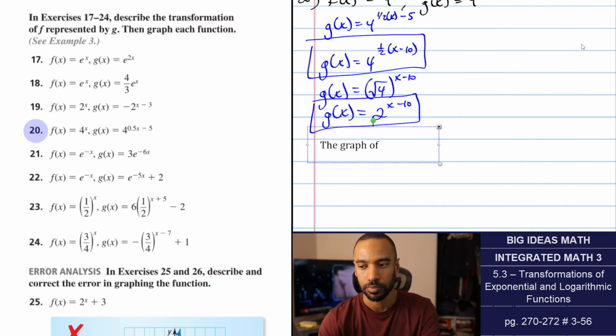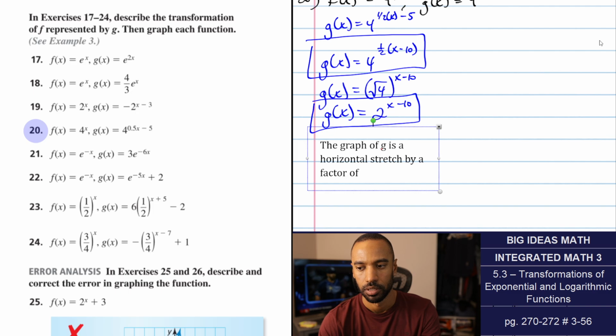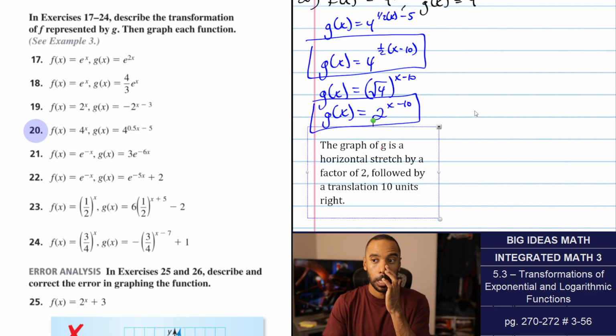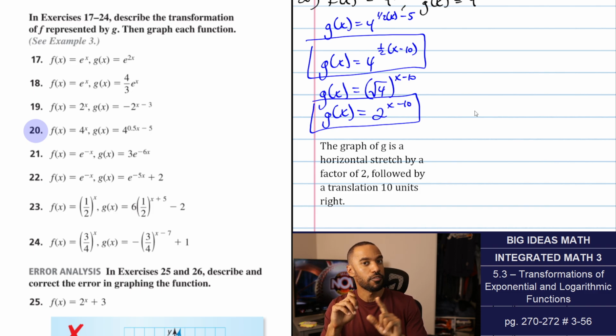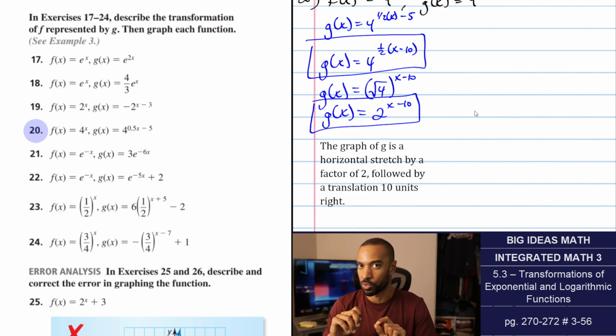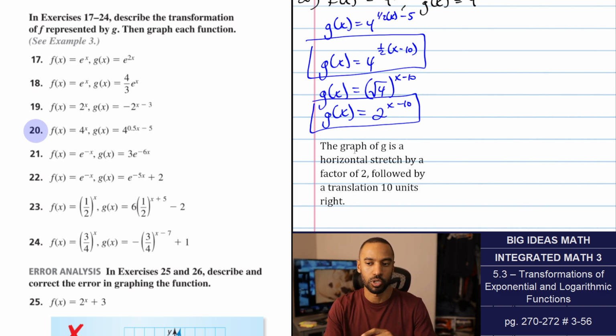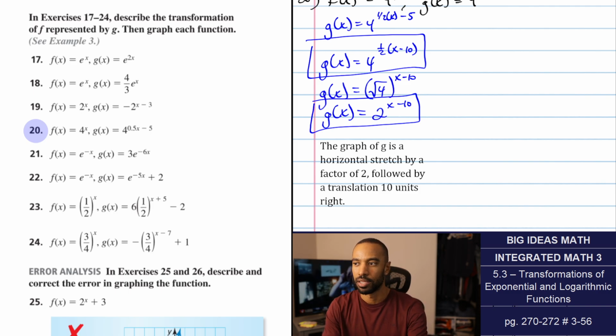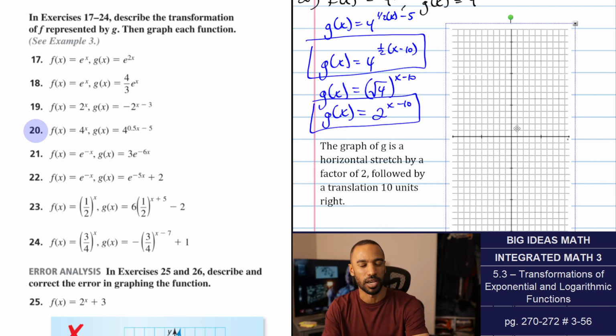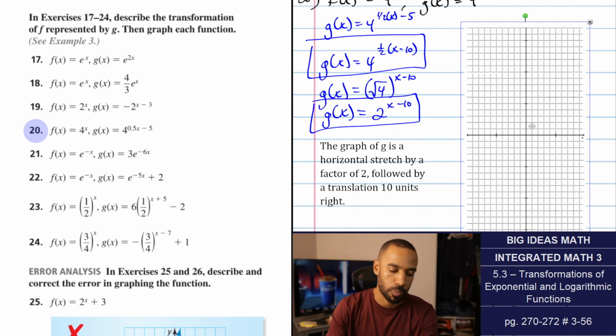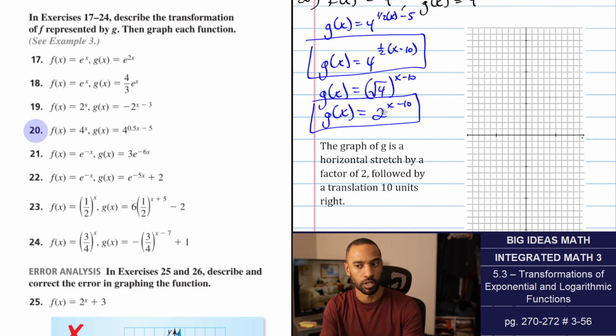The graph of g is a horizontal stretch by a factor of 2, followed by a translation 10 units right, not 5 units right. You could say a translation 5 units right followed by a horizontal stretch with a factor of 2. But then that 5 will also be stretched into 10 if you describe the translation first. You may do that. Honestly, that might be what the book does. But I go more in the form of this, and honestly, I really go in the form of this.